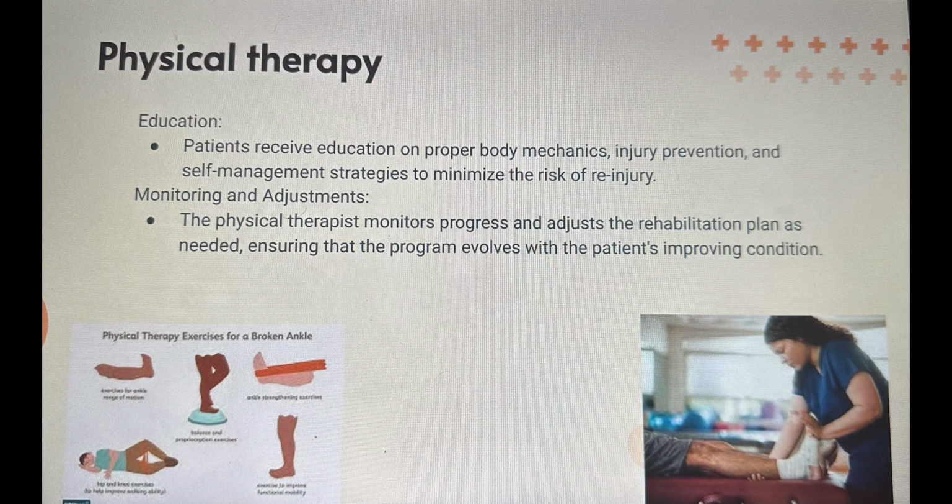Then there's also education you have to learn. Patients receive education on proper body mechanics, injury prevention, and self-management strategies to minimize the risk of re-injury. Because once you've broken your ankle once, you have a higher chance of doing it again. Then there's monitoring and adjustments. The physical therapist monitors progress and adjusts the therapy plan as needed, ensuring that the program evolves with the patient's improving condition.